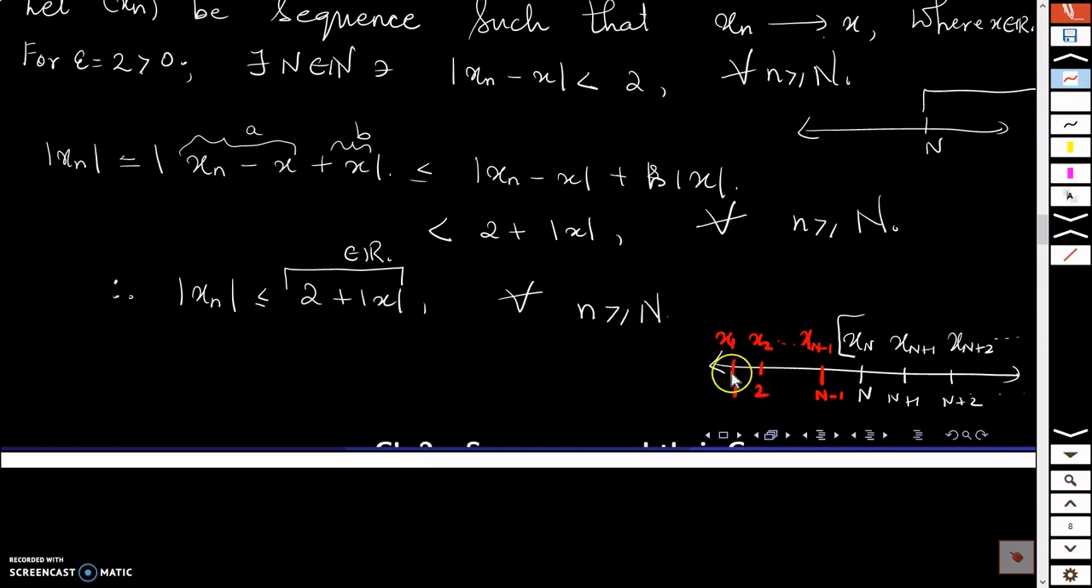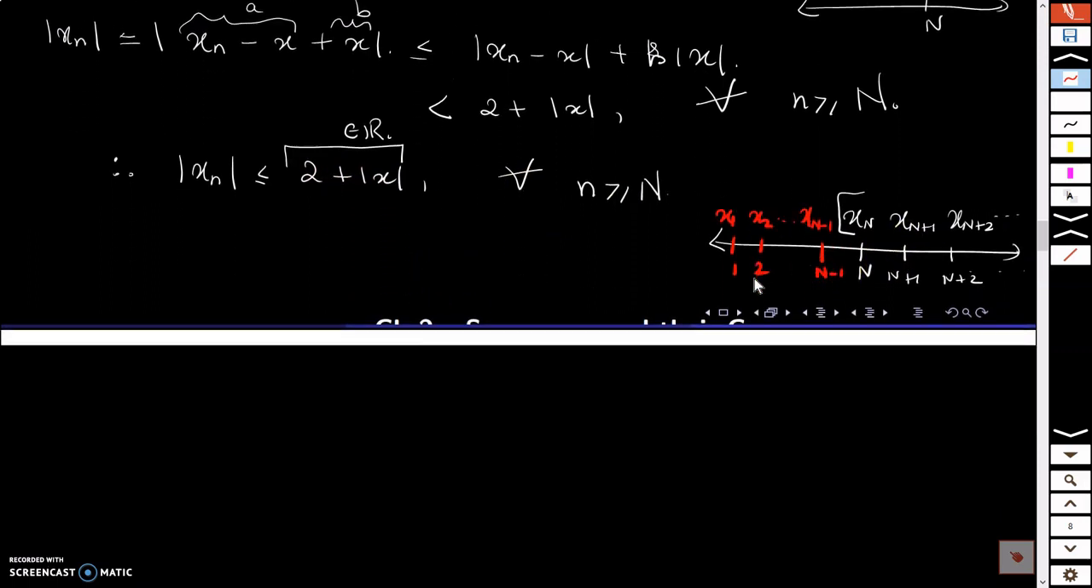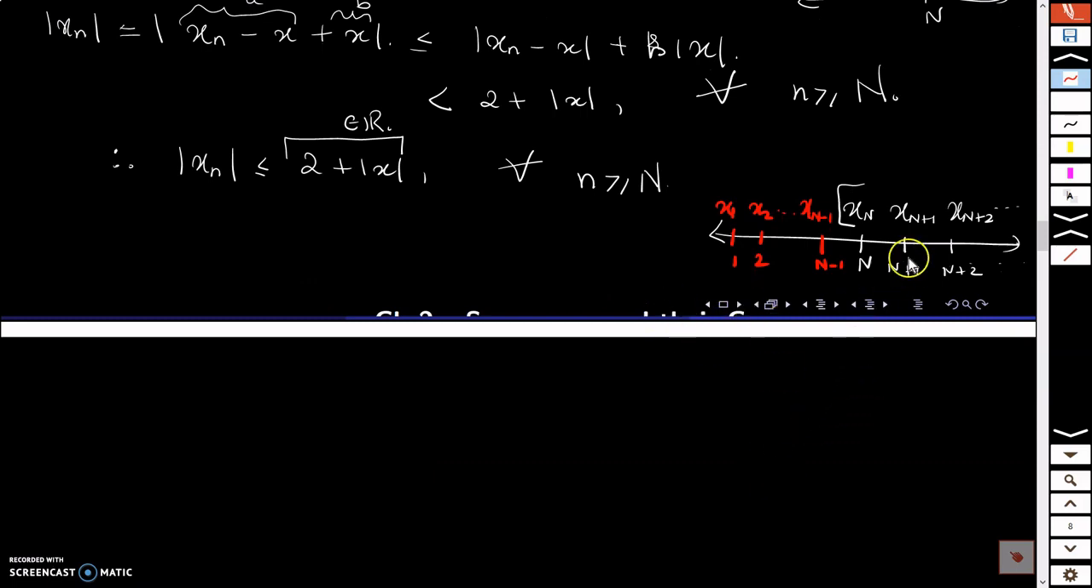Now it is possible that any of these terms here, x1, x2 up till x_{N-1}, are bigger than this number, they are crossing this number, right? It could happen that a real number 2 plus mod x is somewhere here, maybe here, and it could happen that x1 is here, right?